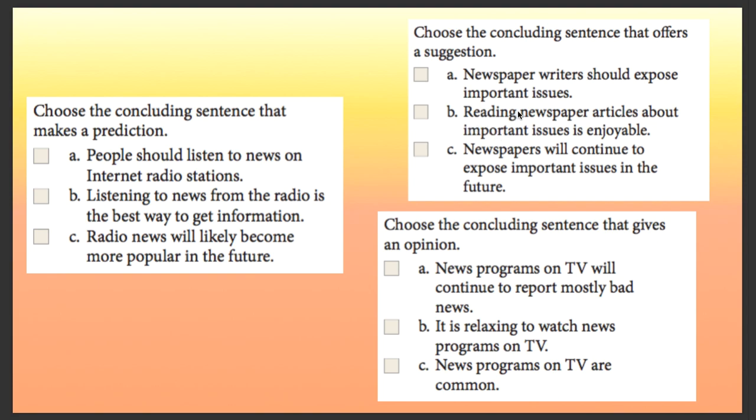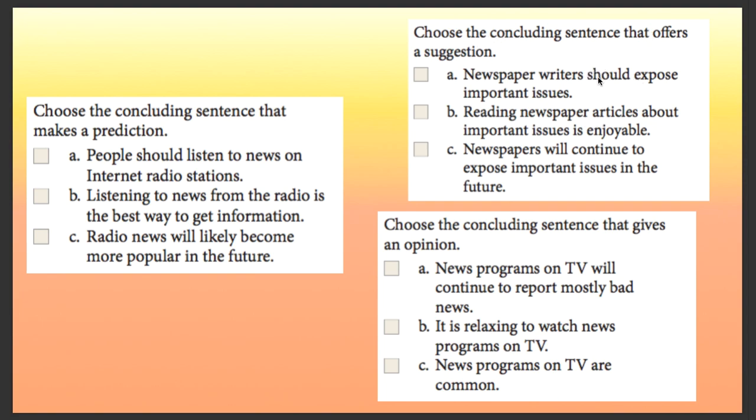What is B? Reading newspaper articles about important issues is enjoyable. Well, here this is present simple again. This simply states a fact, or in this case, an opinion, right? Because enjoyable is kind of subjective. Unless we have a statistic or some sort of research to back this up, research shows that 45% of people find newspaper articles less enjoyable, then this could be a statement of fact. But again, the verb will tell you an awful lot.